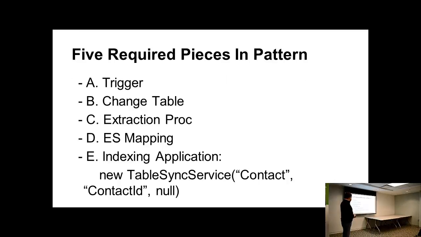So the five required pieces are the trigger and the change table. Now, if you're using the change data capture or change tracking feature of SQL Server, these two might be given for you. Then the extraction procedure, the mapping, and the indexing application. And this indexing application, we were able to wrap up in a generic way, where we could provide the entity name and the keys, and it would write out the SQL to do the indexing. So it was lightweight when we needed to add a new type.